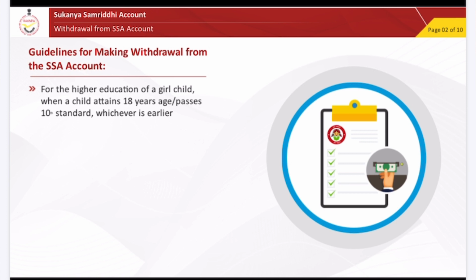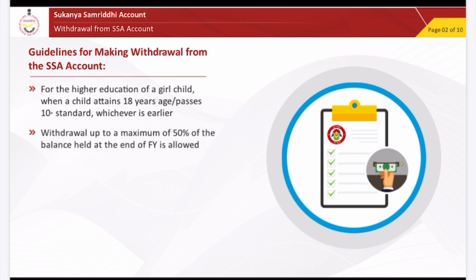A depositor can make a withdrawal for the higher education of a girl child when the girl child attains the age of 18 years or passes 10th standard, whichever is earlier. At this stage, a depositor can withdraw up to a maximum of 50% of the balance held at the end of the preceding financial year.